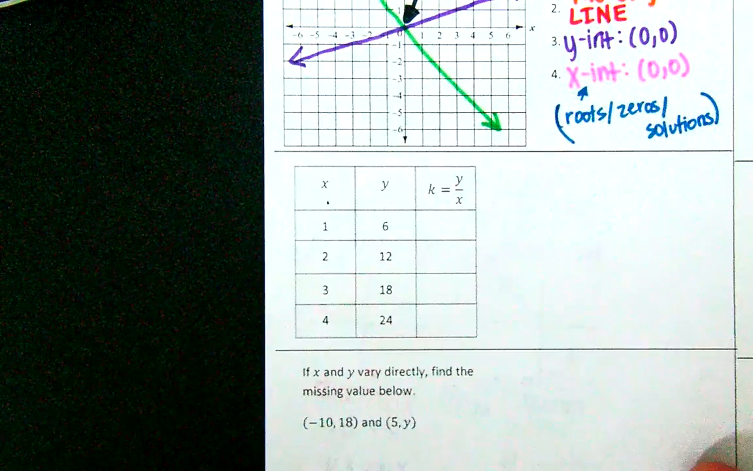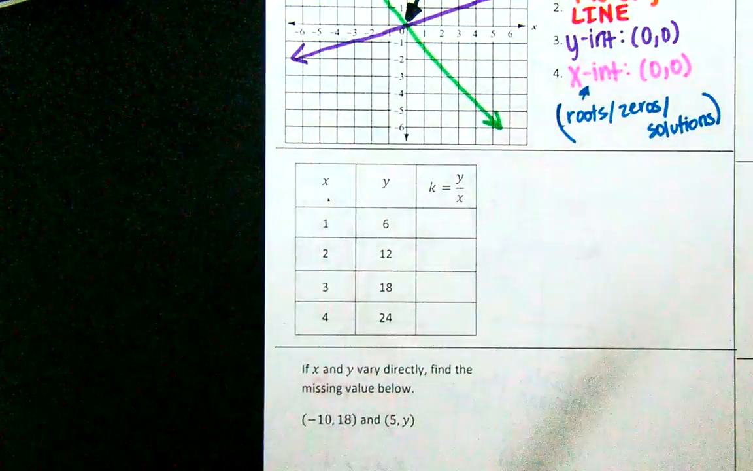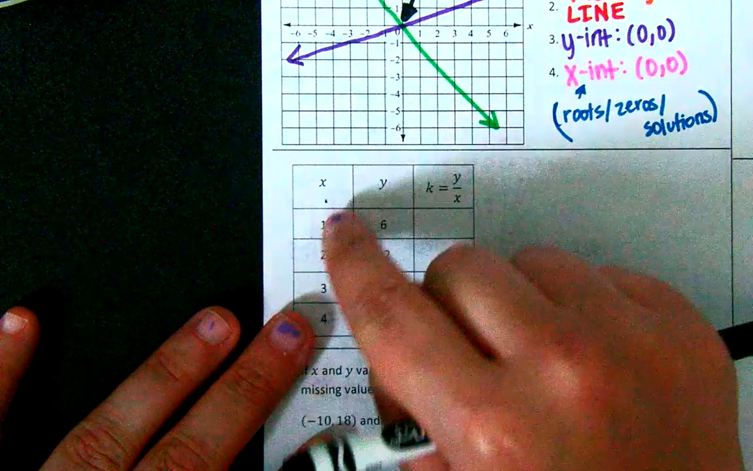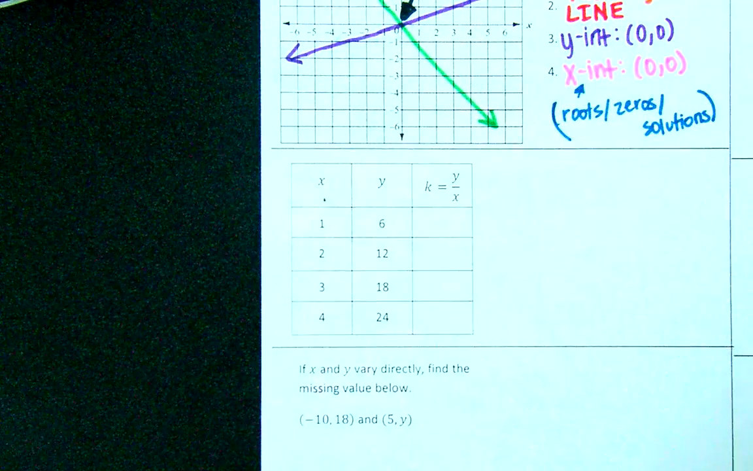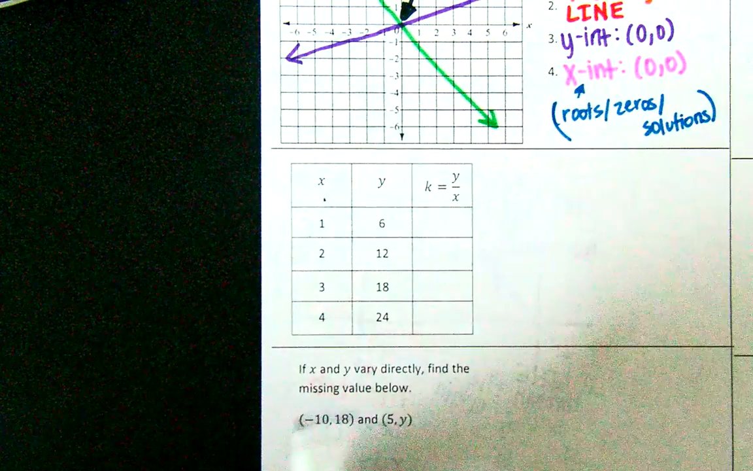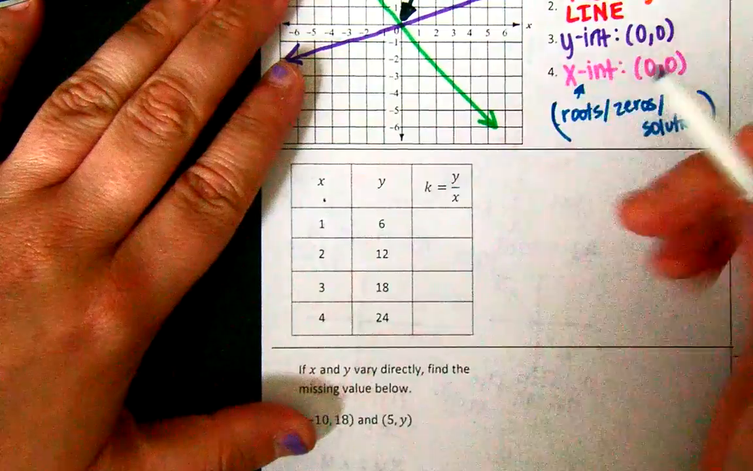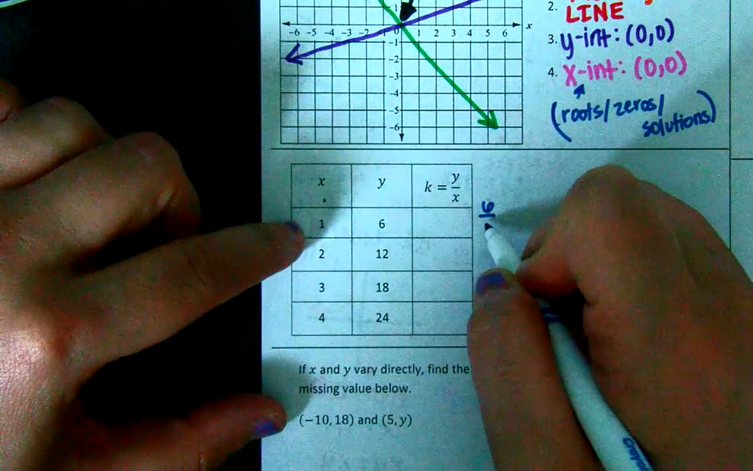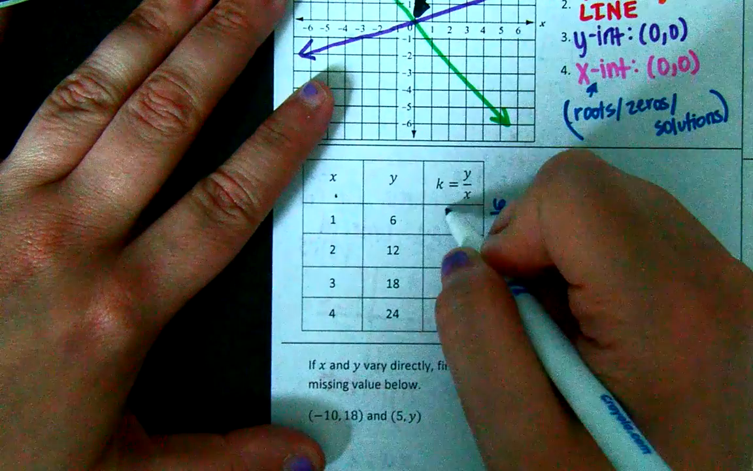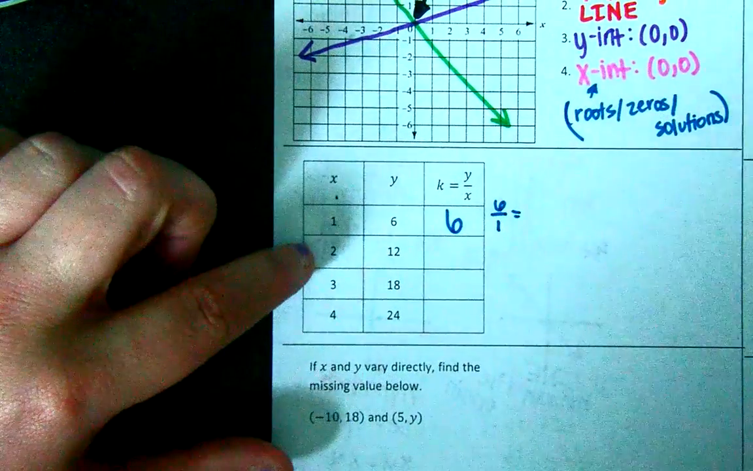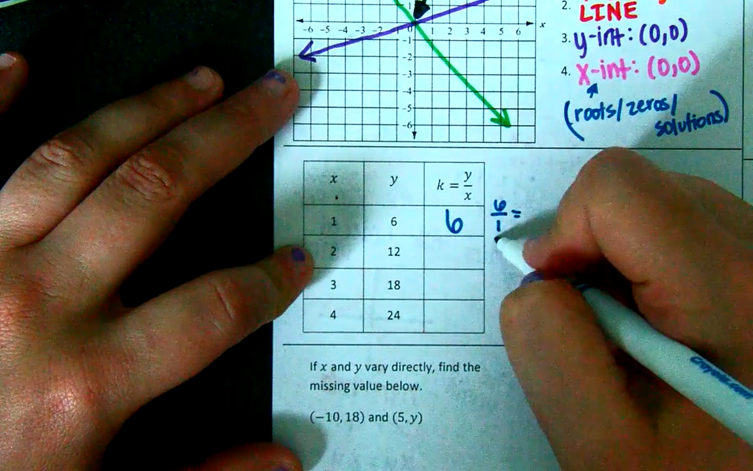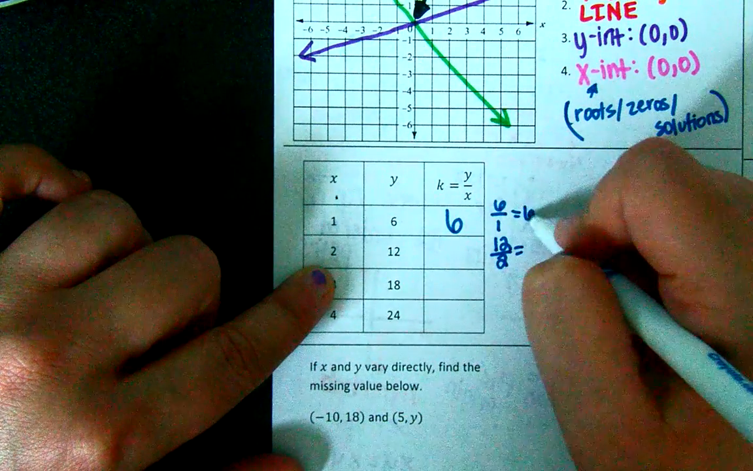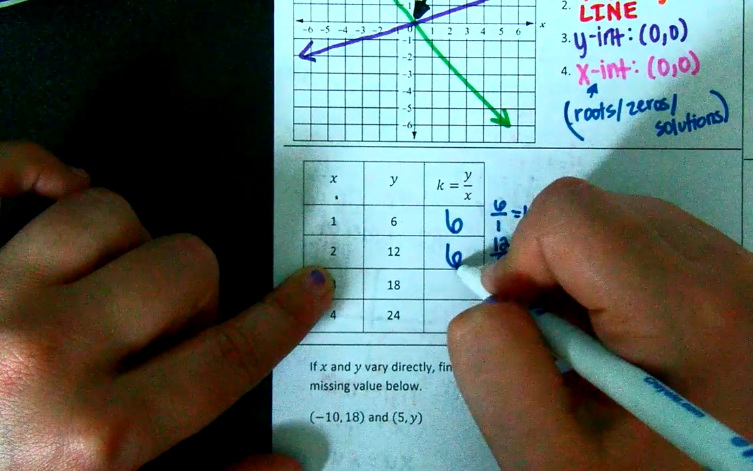Now, let's look at the table. To determine if it is direct variation by looking at the table, you're going to take the y value and divide it by the x value. So here my y value is 6, so I would do 6 divided by my x value, which is 1, and that equals 6. Then here, my y value is 12, and my x value is 2, and that equals 6.